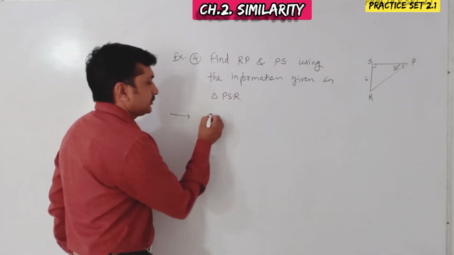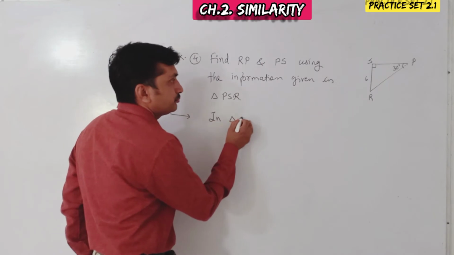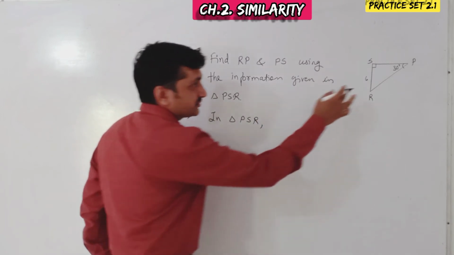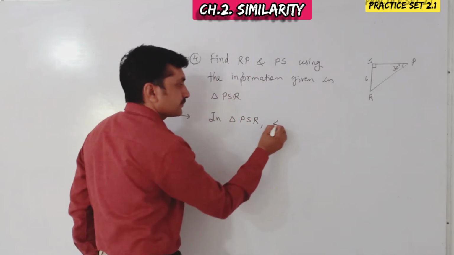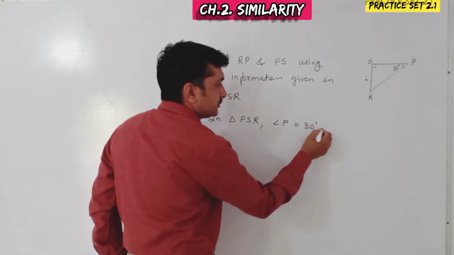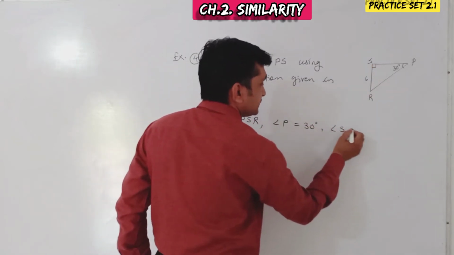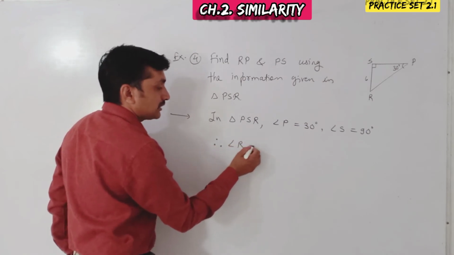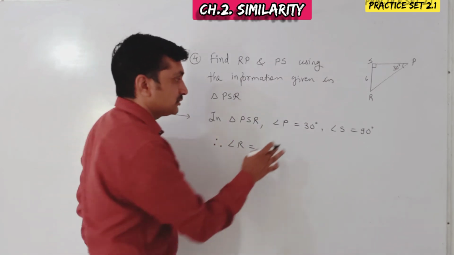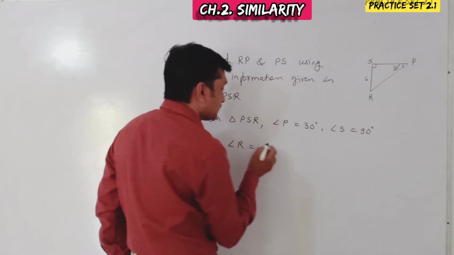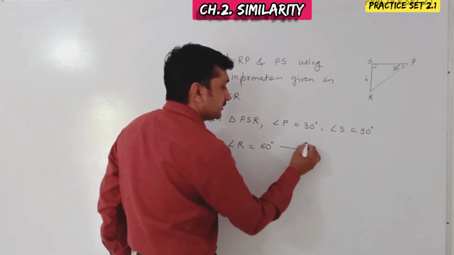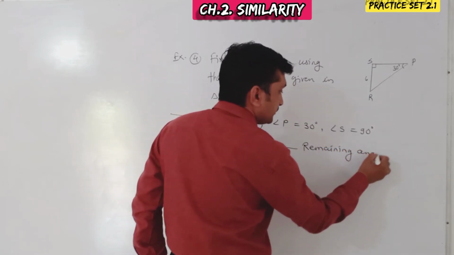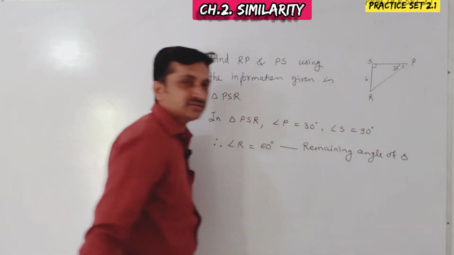In triangle PSR, first write their measures. P is given 30 degrees, and this angle is 90 degrees. The third angle, angle R, is not given. If one angle is 30 and the second is 90, then the third will be 60 degrees. It is the remaining angle of the triangle. By the angle sum property we get the third angle as 60 degrees.